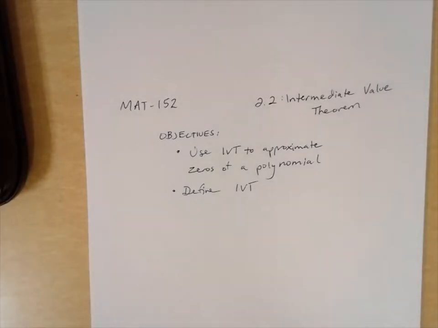Hello everybody, welcome to the intermediate value theorem. This is actually attached to the end of chapter 2.2, but it's such an important, awesome topic that I thought it deserved its own video. What we're going to discuss is how we can use this theorem to approximate zeros of a polynomial, and we're also going to formally define it. So let's get started.